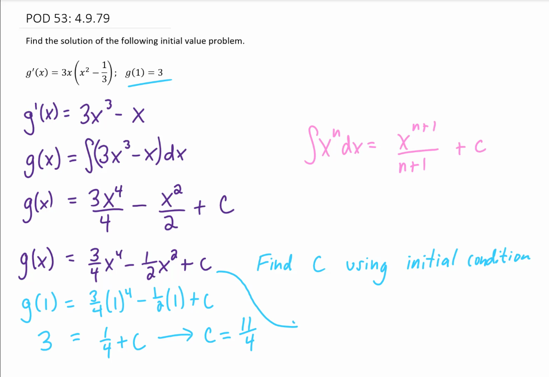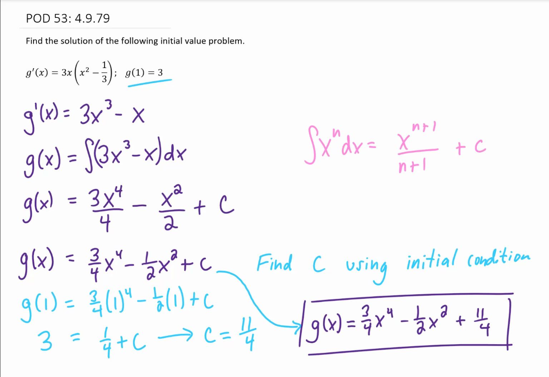We just need to plug c equals 11/4 into our final answer for g of x. And we have found our final answer. We have solved what we call an initial value problem. That's the problem where we're given a derivative of a function and what we call an initial condition.